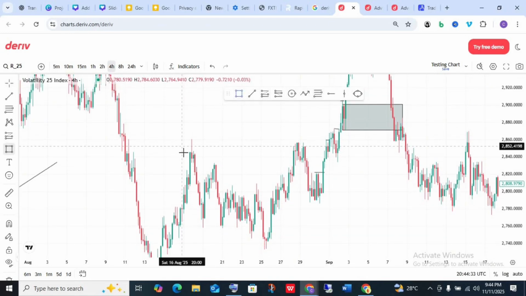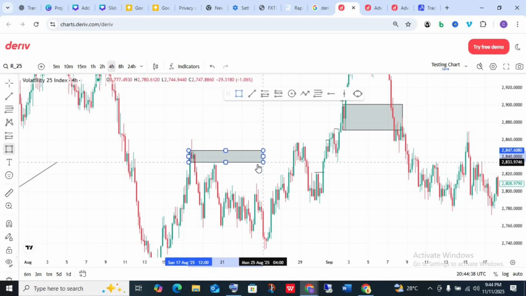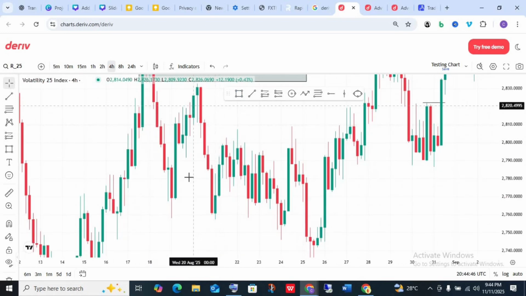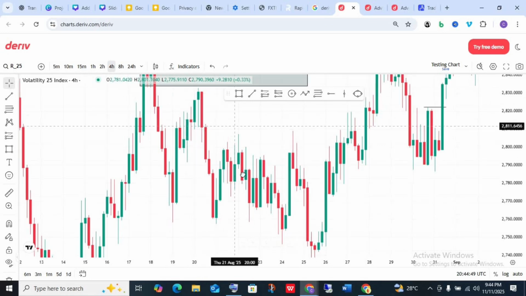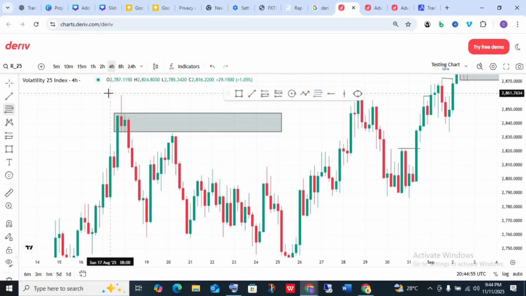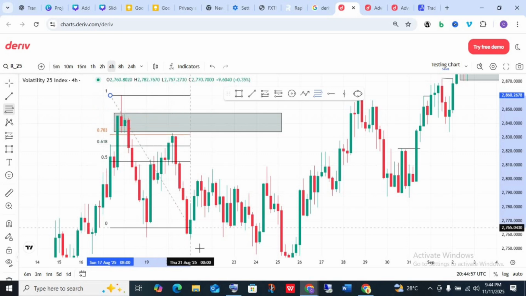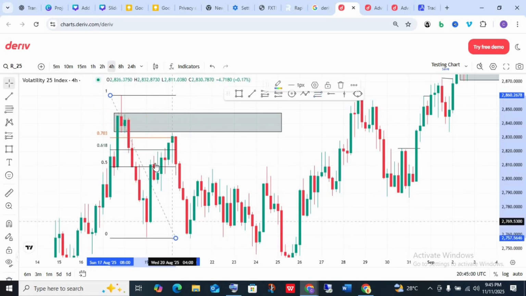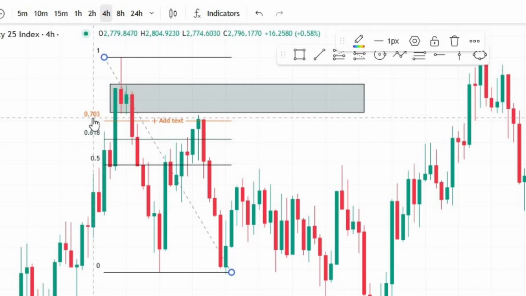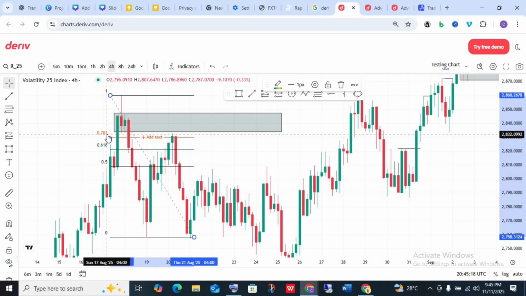Let me use this one for example. Your box might be something like this, and then price might just remain very small to touch it, and then you can see price just went from here straight to our TP. With your Fibonacci tool, you measure from the top to where price is coming from. If price has touched 0.703 points, then you can actually take that sell, even if it has not touched here, as long as it's close. So if it comes close and is already at 0.703, which is 70.3%, then you can look for your 15 minutes confirmation and enter your sell.